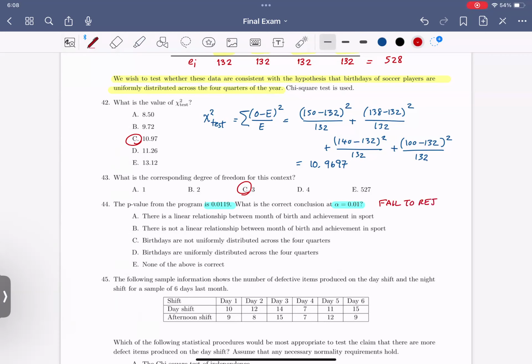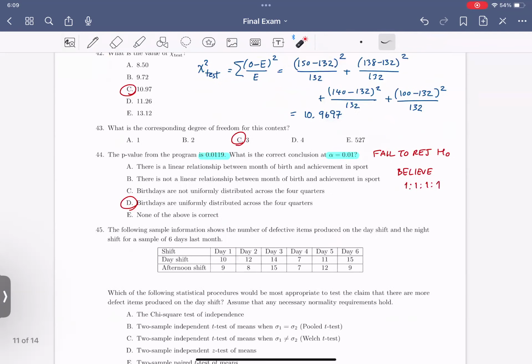That means you believe the null hypothesis. So you believe that the true proportion or the true ratio is 1 by 1 by 1 by 1. So that means you believe that the birthdays are uniformly distributed across the 4 quarters. Right? So that means choice D is the correct one. The chi-square test does not mean the linear relationship at all. It talks about the proportion in each category.